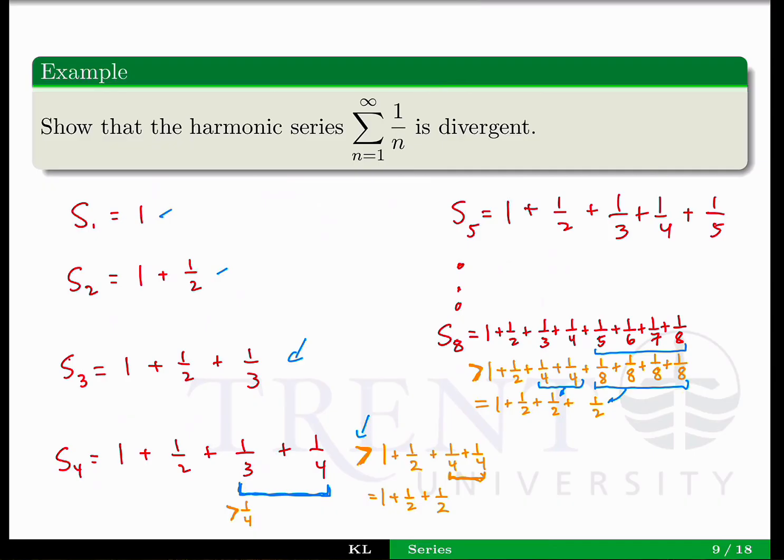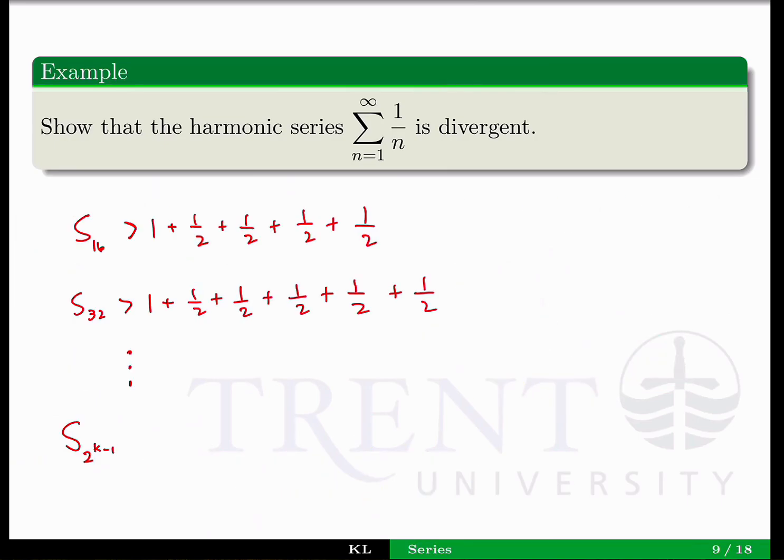This one here is S sub 2 to the 0. This one here is S sub 2 to the 1. This one here is S sub 2 squared. This one here is S sub 2 cube. This one here is S sub 2 to the 4th power. This one here is S sub 2 to the 5th power. Let us just write the subscript as S sub 2 to the k.